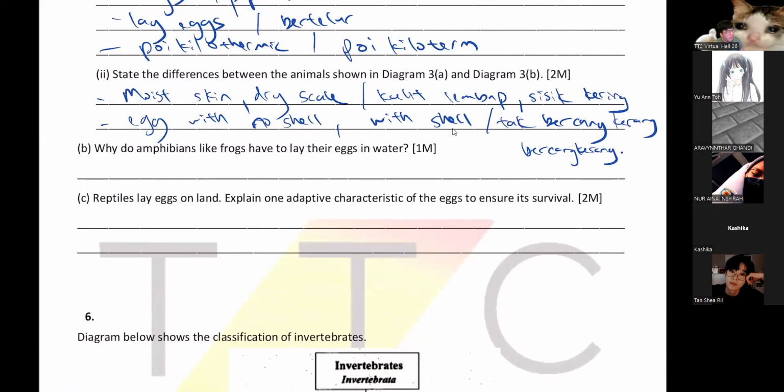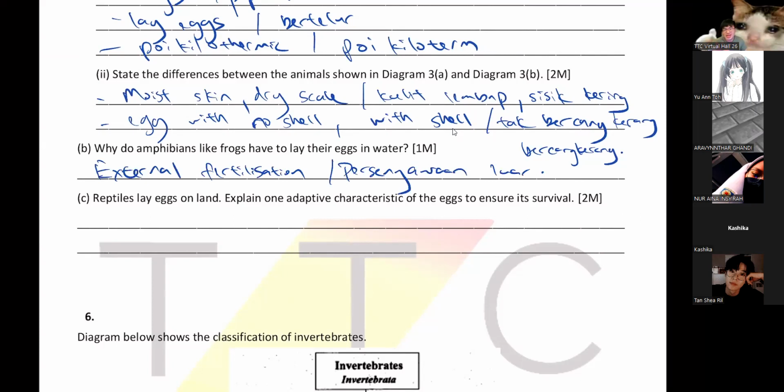Okay, let's see. Why do amphibians like frogs have to lay their eggs in water? Why? This is a very good question. Why in water? Because they do external. Okay, they do external fertilization. Okay, persenyawaan luar. That's why they need water. Yeah, oxygen, you are almost there, close. But why in water instead of land?